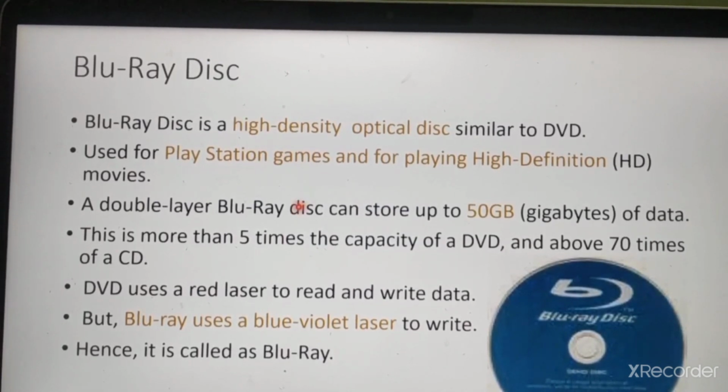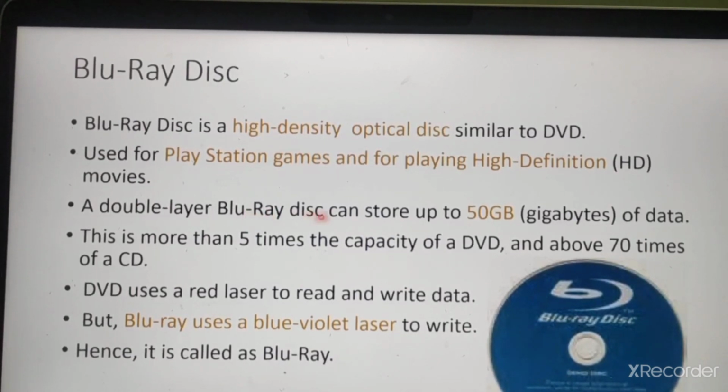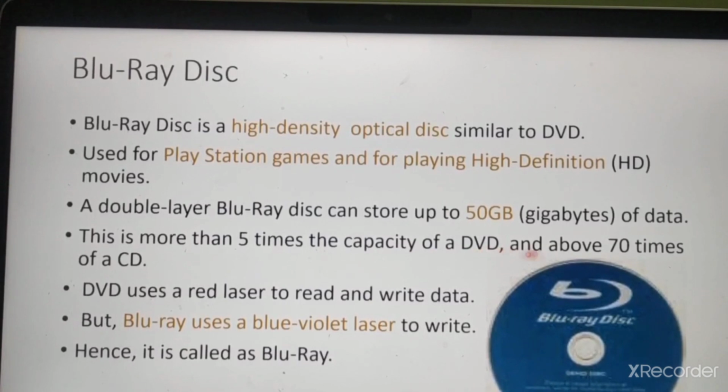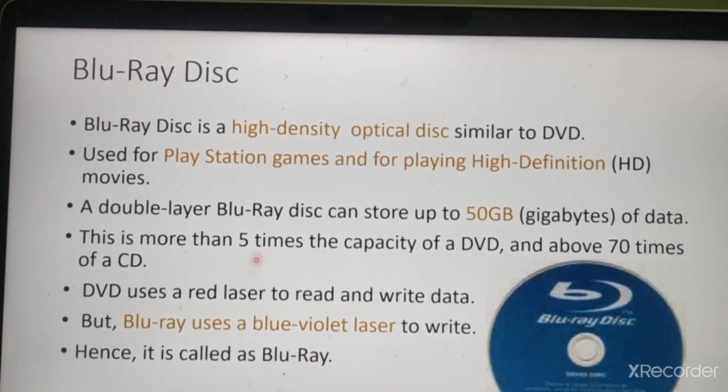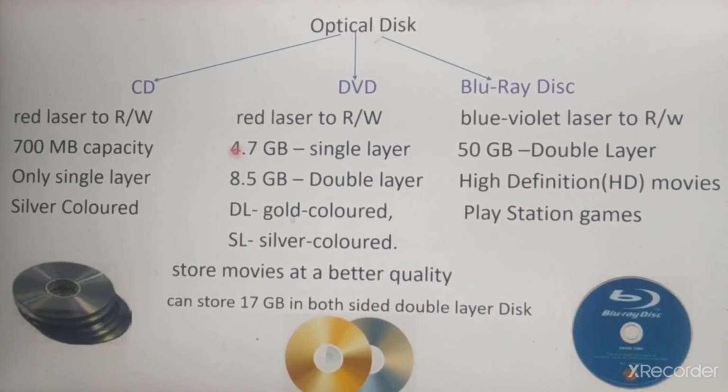What is the capacity of a Blu-ray disc? Here also we have single-sided as well as double-sided discs, with single layer as well as double layers. In a double layer, double-sided Blu-ray disc, we can store 50 gigabytes of data, which is 5 times greater than a digital versatile disc, and at the same time 70 times greater than a compact disc. In this Blu-ray disc, we use a blue-violet laser to read and write the information. So it is called a Blu-ray disc. Here we can see the difference between three different types of optical storage devices.